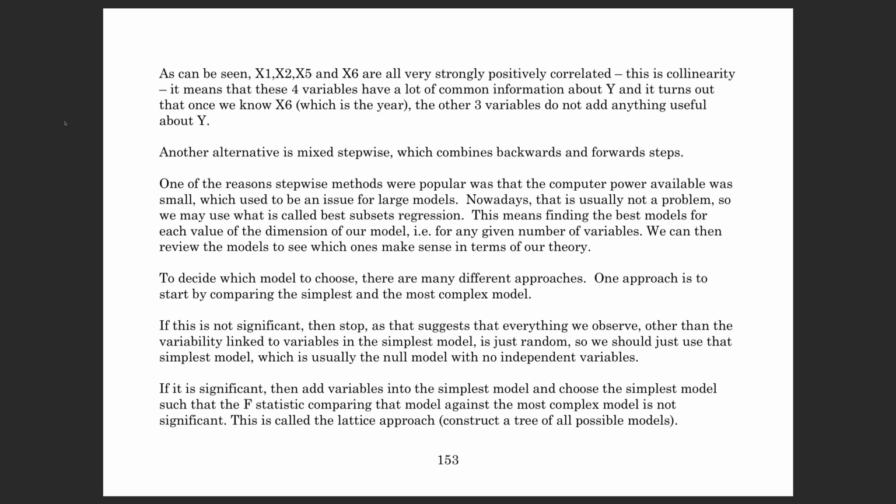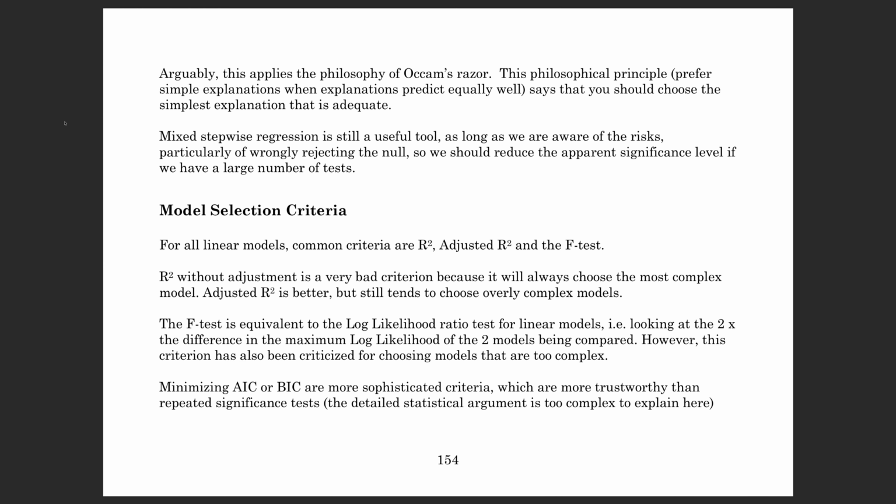So we can use an F statistic to compare each model against the most complex model. This is called the Lattice Approach, where we can construct a tree of all the possible models. And basically we want to choose the simplest model on that tree which is not significant when we compare it against the most complex model. So as I mentioned, this is the philosophy of Occam's razor or Occam's law. It says we should choose the simplest explanation that is adequate.